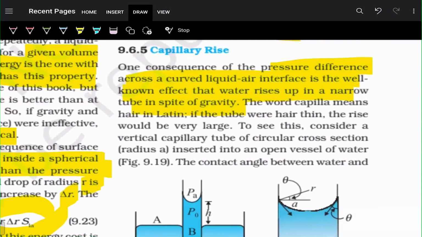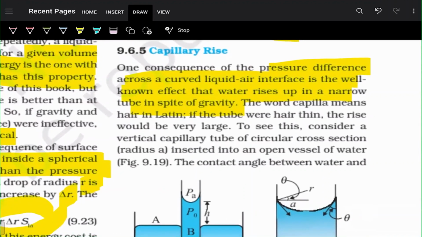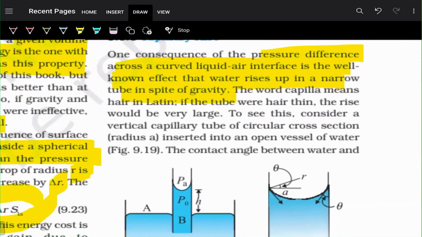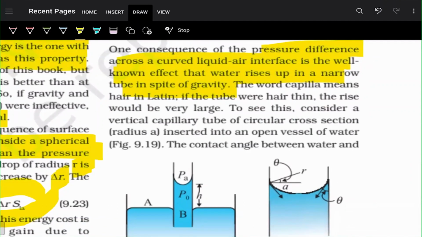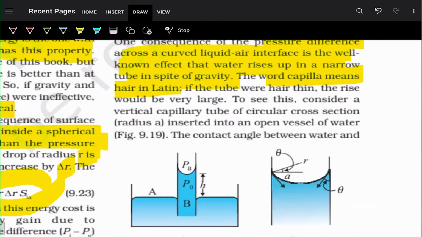The cause of capillary rise is the pressure difference across a liquid-air interface. The word capilla means hair in Latin. If the tube were hair thin, the rise would be very large.